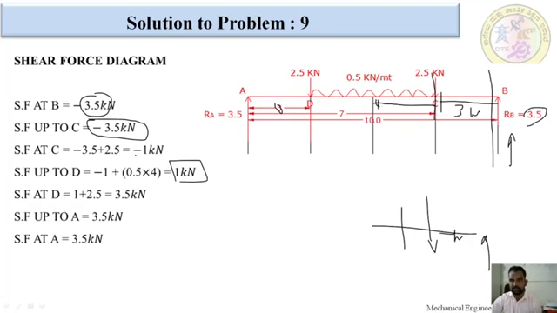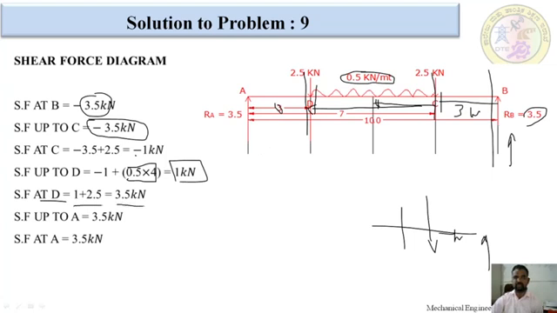Up to here we are having a different value because of UDL, plus because of downward force. 0.5 is the magnitude into this distance. Total distance up to D point is 4 meter. 0.5 into 4, this is equal to positive 1 kilonewton. Up to D point we got positive 1 kilonewton. Next one is at D point. At D point, negative 1 plus 1 is 0, plus 2.5 because of downward force.